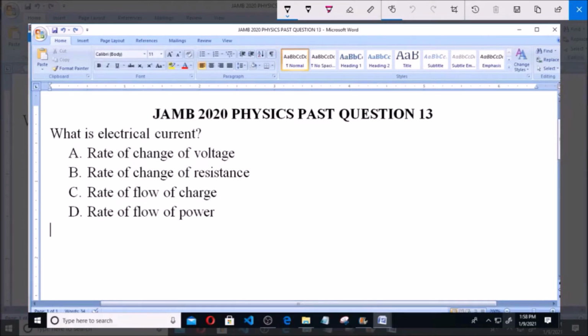What is electrical current? A. Rate of change of voltage. B. Rate of change of resistance. C. Rate of flow of charge. And D. Rate of flow of power.